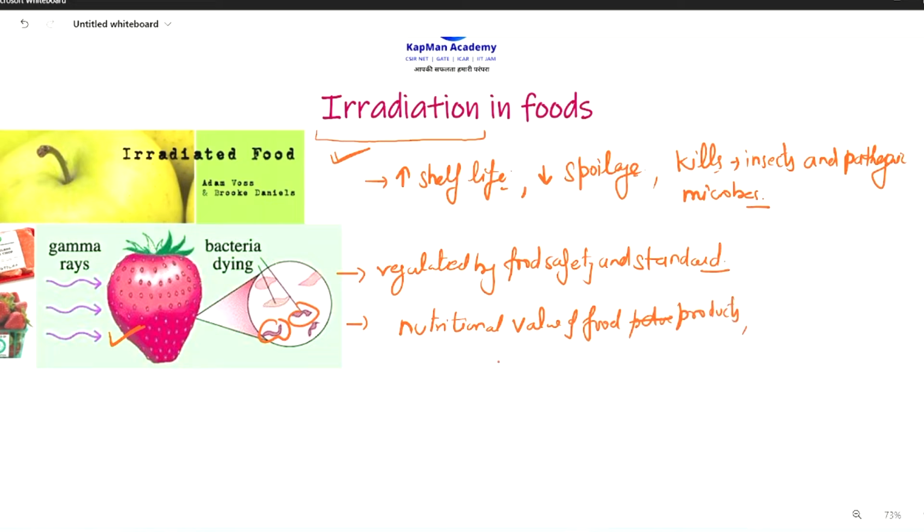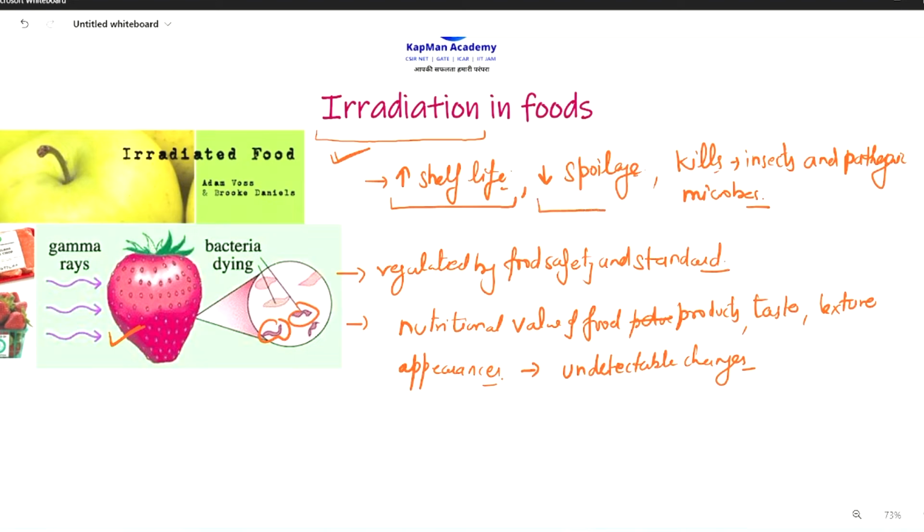Also, it does not affect the taste of food, texture of food, and appearance of food. If it is causing any effect, it causes undetectable changes, which are hard to detect. So the sole purpose of the irradiation technique is to increase the shelf life of food material, decrease the spoilage of the food material, and control the insects and pathogenic microbes in the food material.